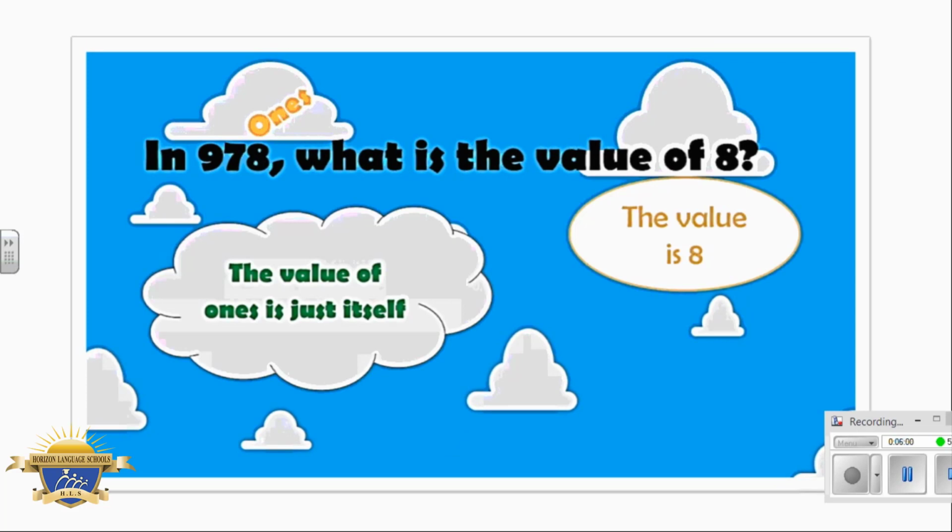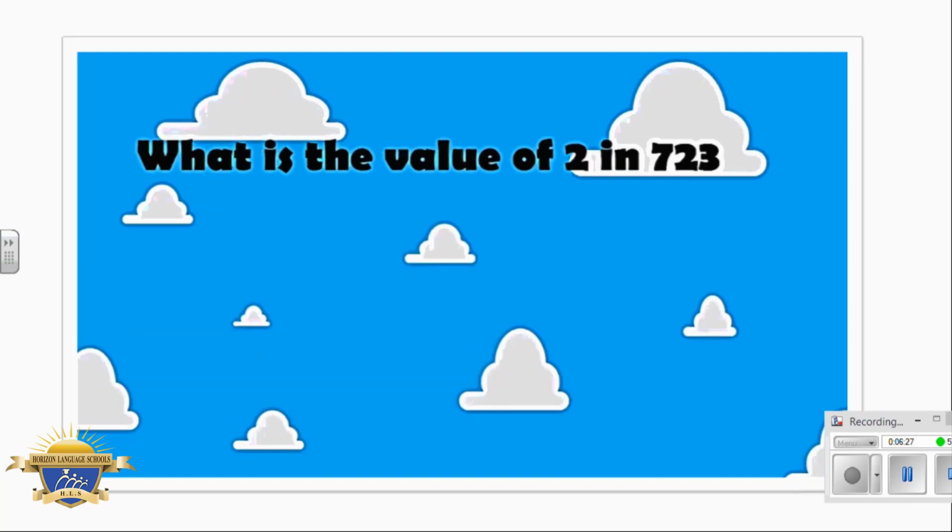Okay, but what is the value of number 8 in the ones place? Okay, the value of ones is just itself. So the value of 8 in the ones place is 8. Again, the value of ones is just itself. The value of the ones place is the same number. Okay, what is the value of 2 in number 723?